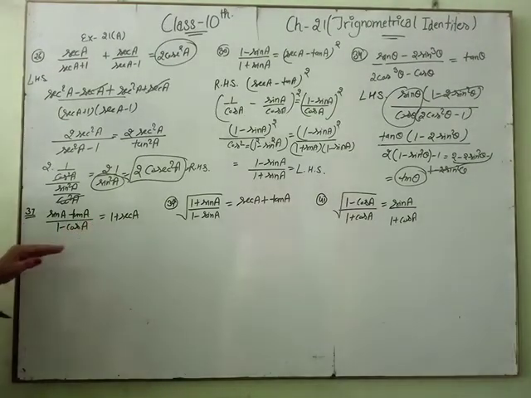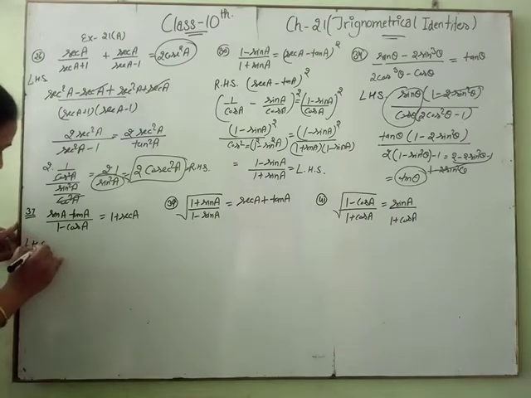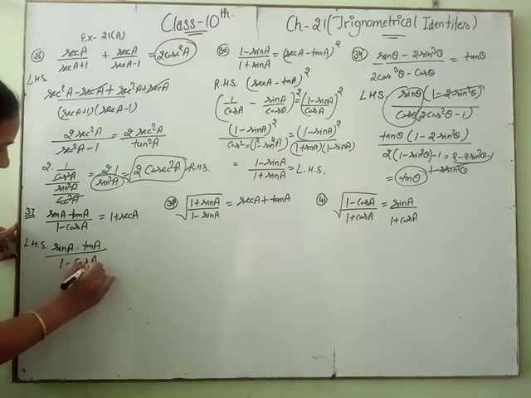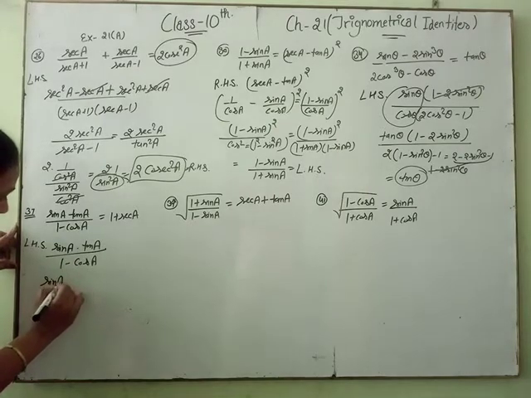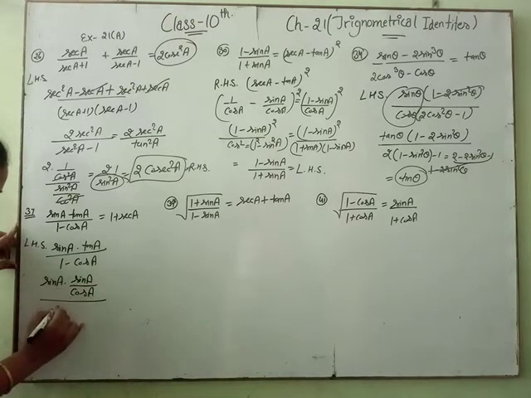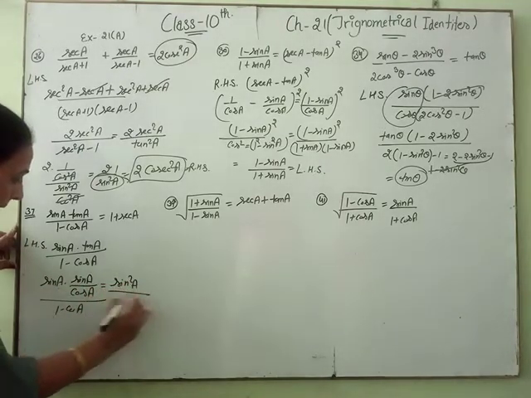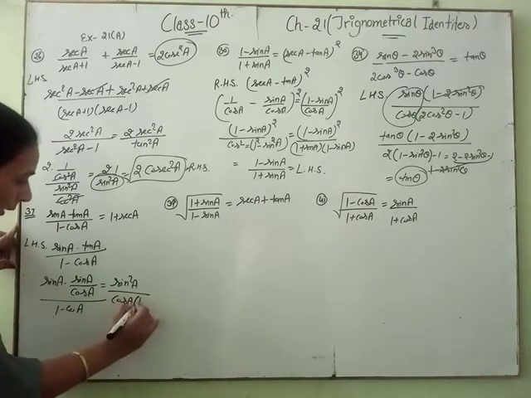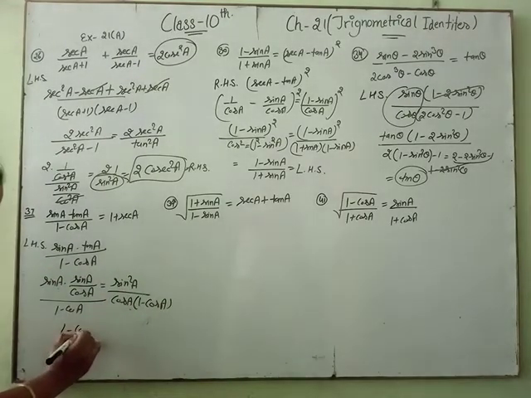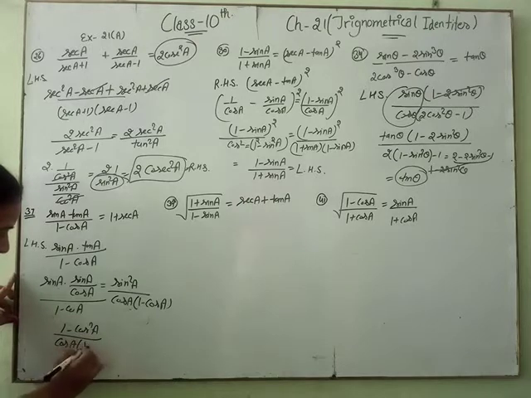Sin A tangent A divided by (1 minus cos A) equals 1 plus secant A. Okay, left hand side, sin A tangent A by 1 minus cos A. Sin A as it is, tangent equals sin A by cos A, by 1 minus cos A. Okay, sin multiply sin square A divided by cos A, and this is also in a denominator cos A. Okay, sin square A, what is sin square A? 1 minus cos square A by cos A into (1 minus cos A).